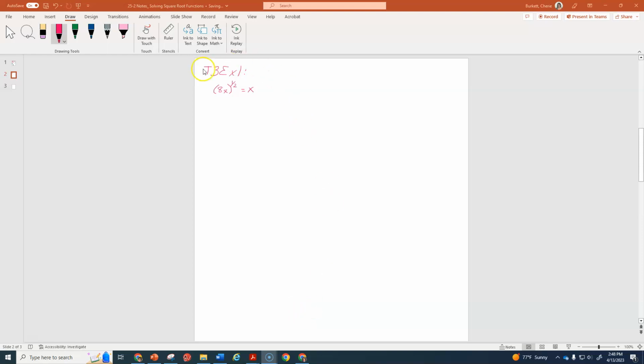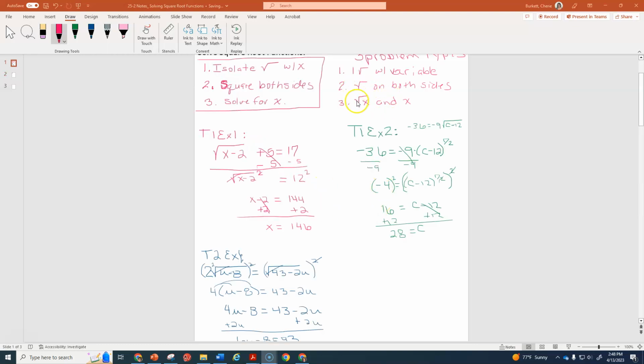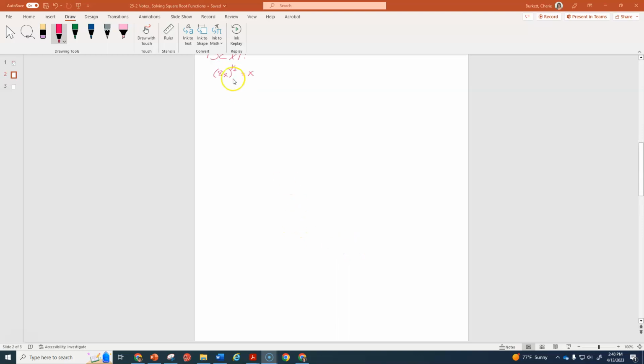Okay, we're going to move on to type 3. These tend to be a little bit more complicated. What you have here is a square root on one side, and you probably have an x on the other side. It doesn't really matter if that x is under a radical or not. The reason these are more complicated is because we're going to end up with an x squared. So again, you could rewrite this one as the square root of 8x is equal to x.